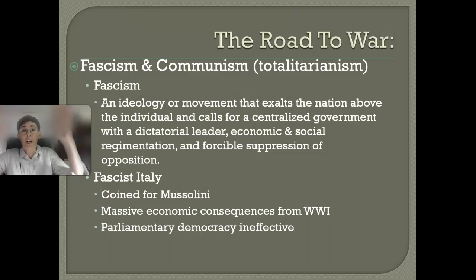You've got the nation is more important than the individual, and you have a dictatorial leader that serves as the face of that nation, and the dictatorial leader is worshipped. That's fascism. So you had fascism in Germany, you had fascism in Italy. It was originally coined for Mussolini. There were massive economic consequences from World War I, one of which was that parliamentary democracy in both Italy and Germany would prove ineffective.